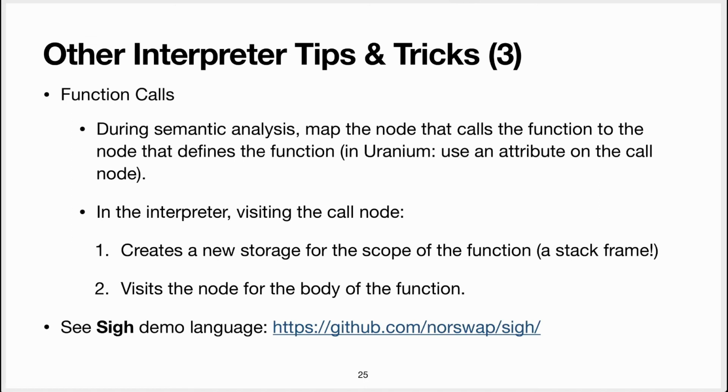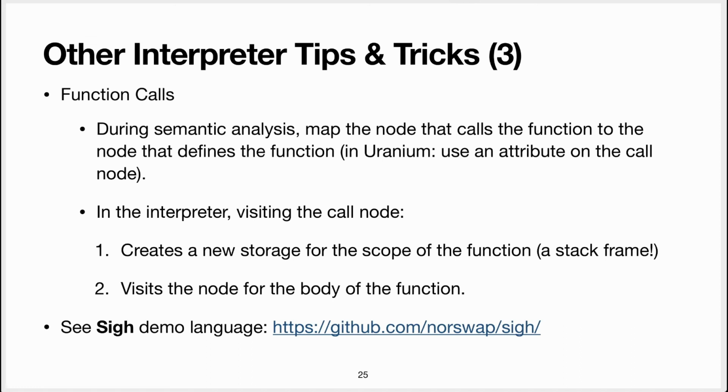What you want to do is that during semantic analysis, you're going to map the node that calls the function to the node that defines the function. If you use the Uranium library, that means that you are going to set an attribute on the call node to point to the definition node. I think in my language I call this attribute decl or declaration, something like that.